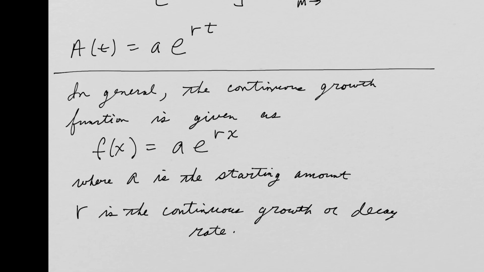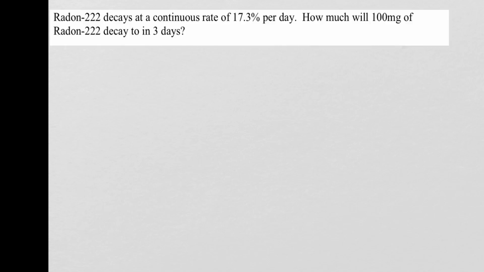All right, so here's a question. Okay, so here's the question. We're told that radon 222, some element, right, decays at a continuous rate of 17.3% per day. How much will 100 milligrams of radon 222 decay to in 3 days?